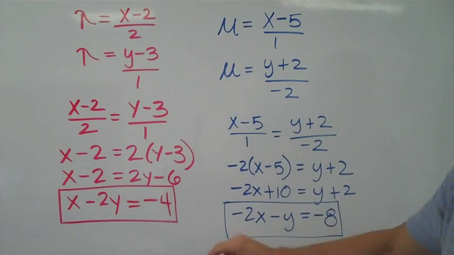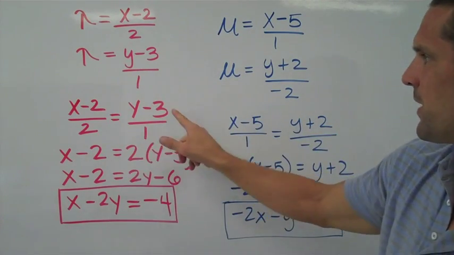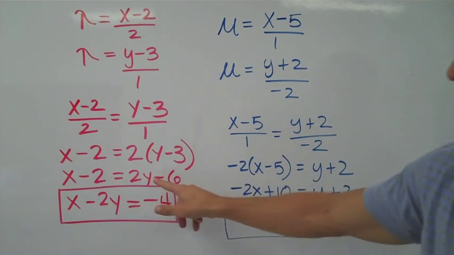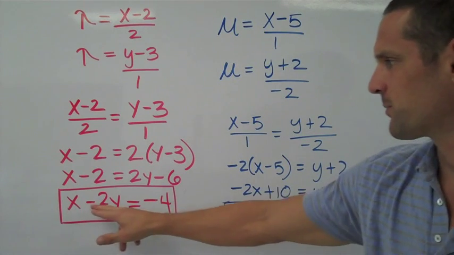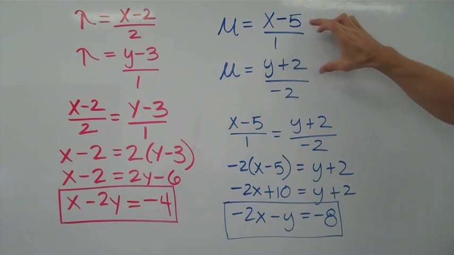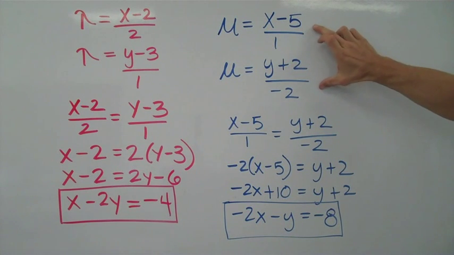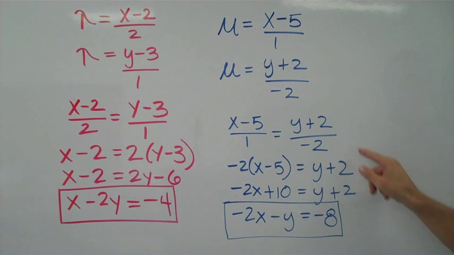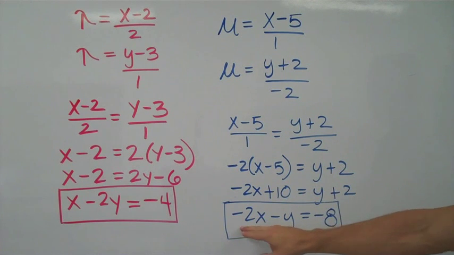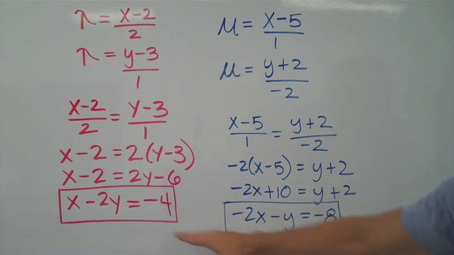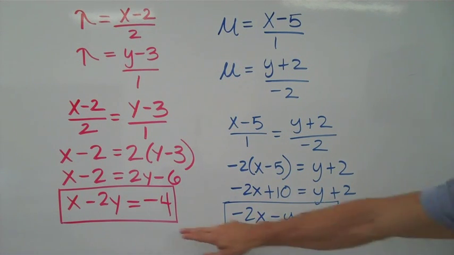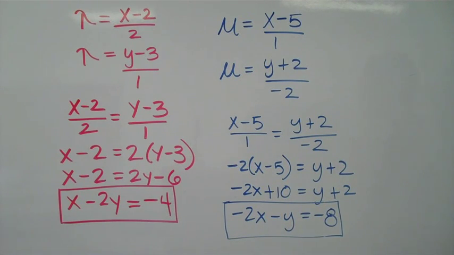We can set these two equal to each other and cross multiply, giving us x minus 2 equals 2 times (y minus 3). Distribute out the 2, and then put this x minus 2 equals 2y minus 6 into standard form, which is ax plus by equals c. Do the same thing here. If u equals this and u equals this, well then these two things are equal to each other. Cross multiply: negative 2 times the quantity (x minus 5) equals y plus 2. Distribute out the negative 2 and then solve for y. Ax plus by equals c. I've got two equations now in standard form, and I can solve. We're asked to find the point of intersection. So let's find the point of intersection between these two lines.